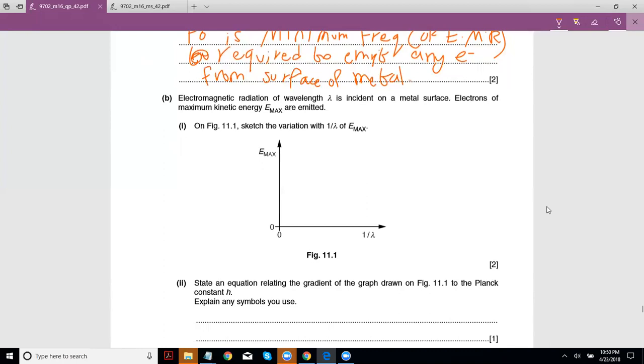And you have to sketch this. So if you remember the formula, E is equal to hf. h is a constant, we don't really care that much about that. f could be written as c upon lambda, linking with v is equal to f lambda, where c is the speed of light.